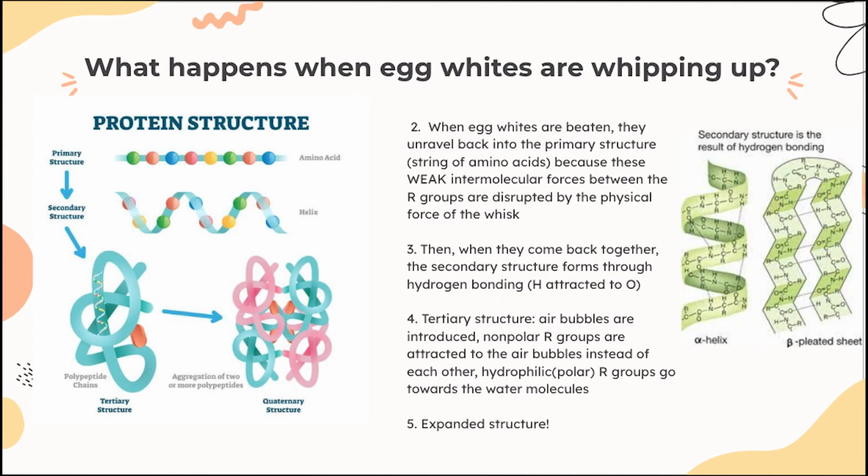So when egg whites are beaten, they unravel back into their primary structure, which is a string of amino acids. The hydrogen bonding, or the weak intermolecular forces between the R groups, are disrupted by the physical force of the whisk. Then they begin to come back together, and the secondary structure forms through hydrogen bonding again. On the right, we see an alpha helix and a beta-pleated sheet. This is the semi-structure before air bubbles are introduced.